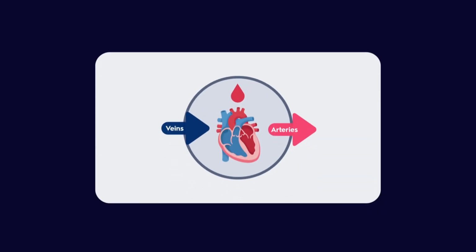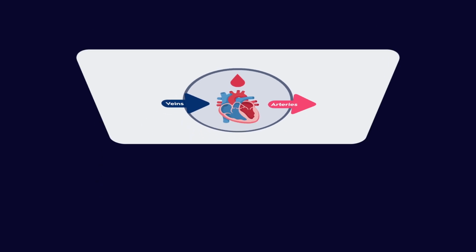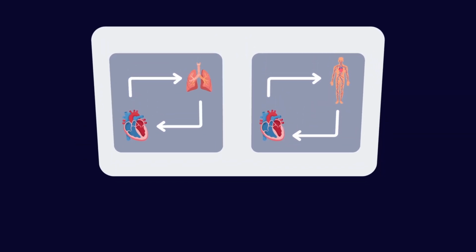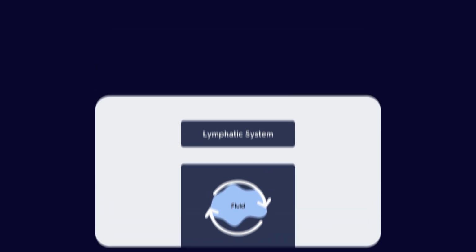So far, you know blood enters through the veins, leaves through the arteries, circulates in two loops, and lymph returns leaked fluid back into the blood.